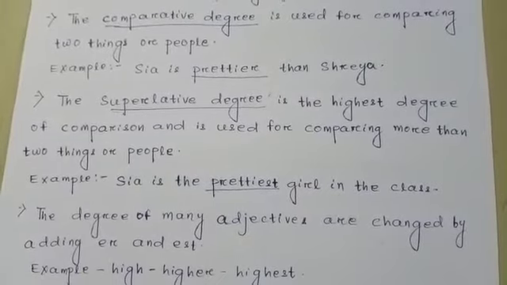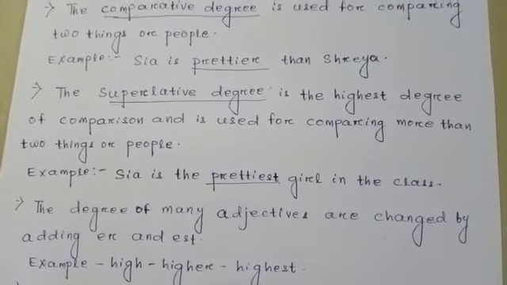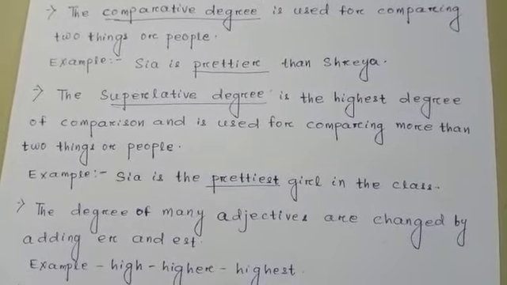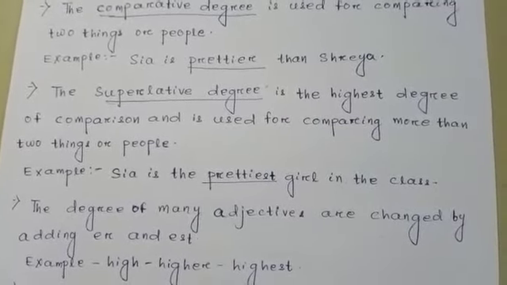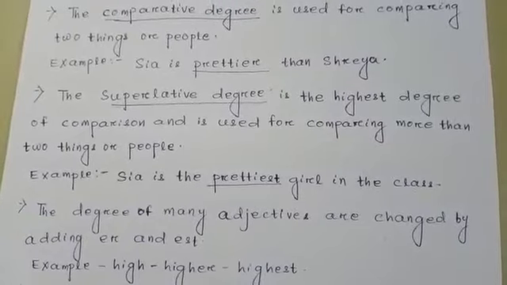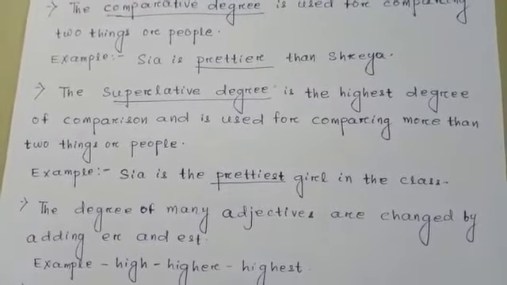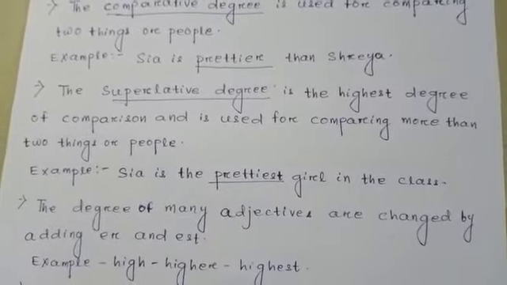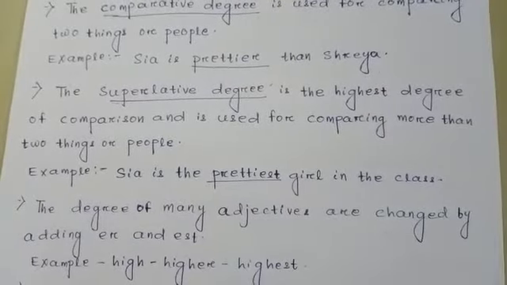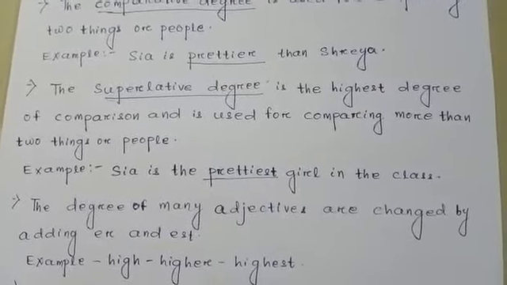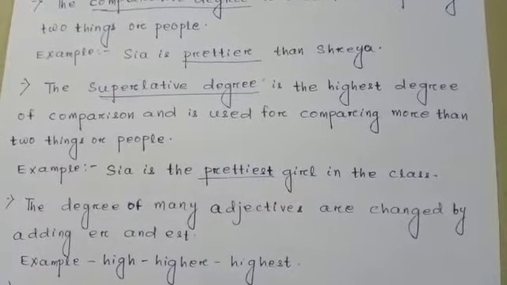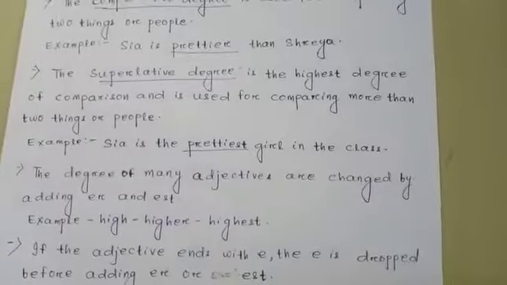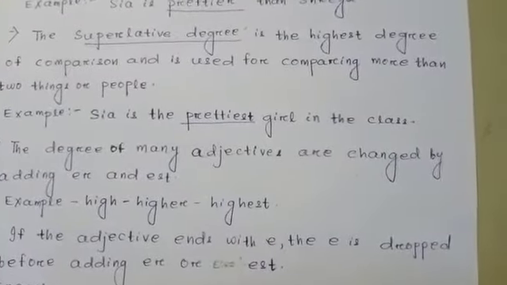What do you mean by that? That the extent or degree of prettiness of Sia is more than Shreya's. Got it? So here you can say Rahul is naughtier than Rakesh. Similarly, here you are doing the comparison between Rahul and Rakesh. So it is known as the comparative degree of adjective.